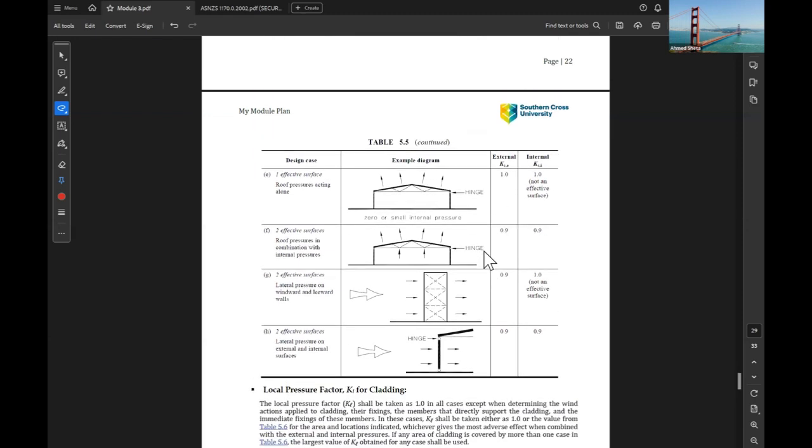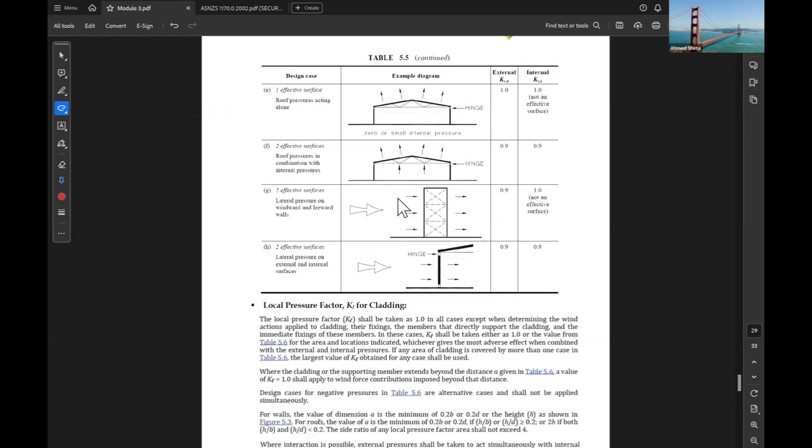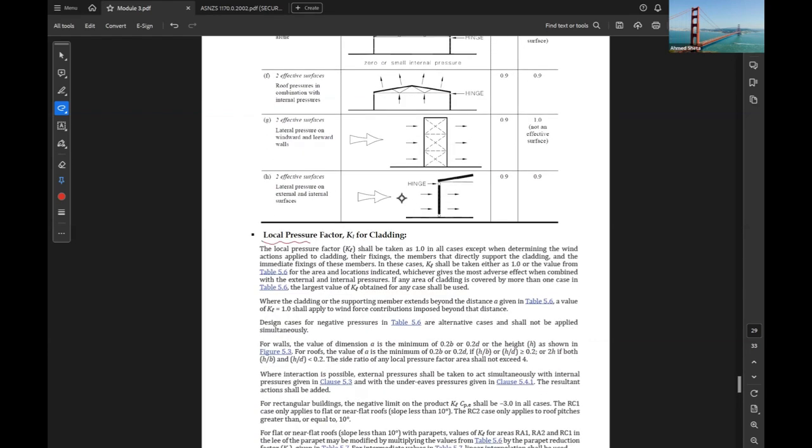Okay, this table, the remainder of the table for other cases, if you need it, you can have a look, but we will not need it in our calculation. And another parameter we have is the local pressure factor, KL, for cladding. Also in our calculation, we will take KL as 1.